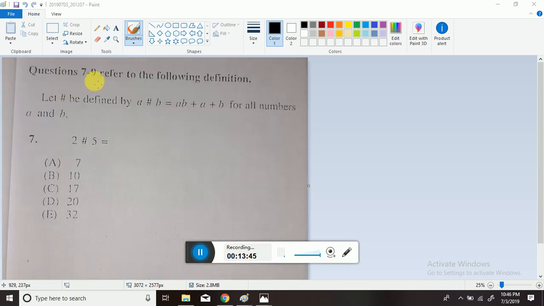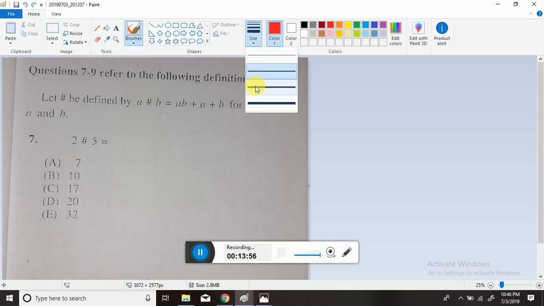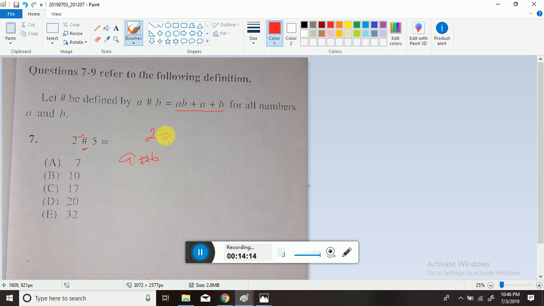Now for question number 7 to 9, we have to refer to this definition. Here the question has given itself a new definition. A has B is defined as A into B plus A plus B. In the similar way, 2 has 5 equals what? 2 means A, 5 means B. So 2 into 5 plus 2 plus 5. It is a new definition that the question itself has provided.